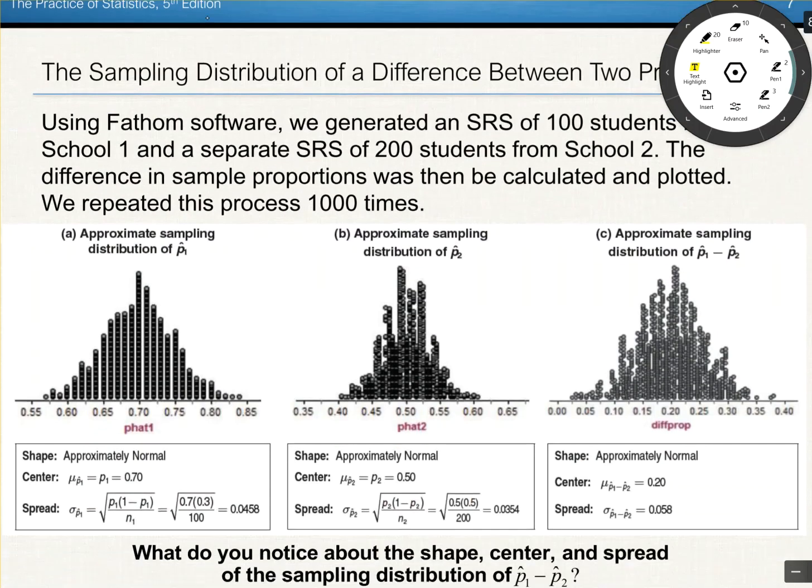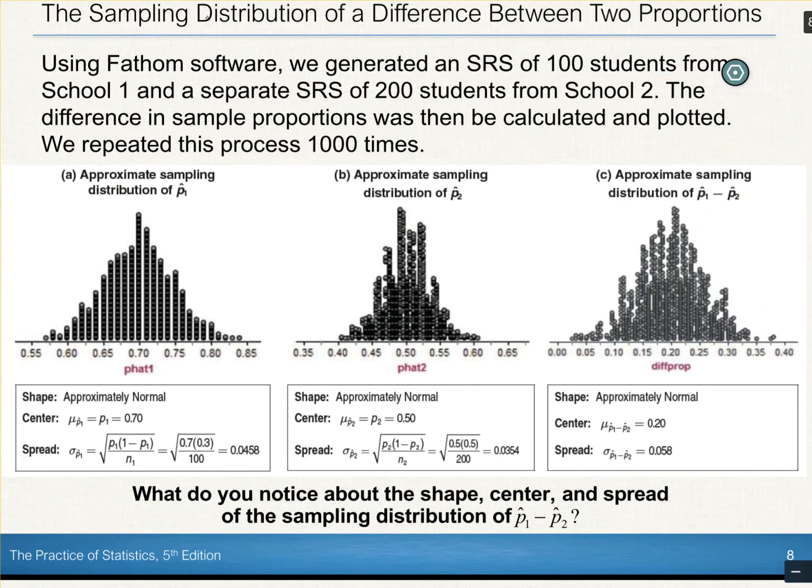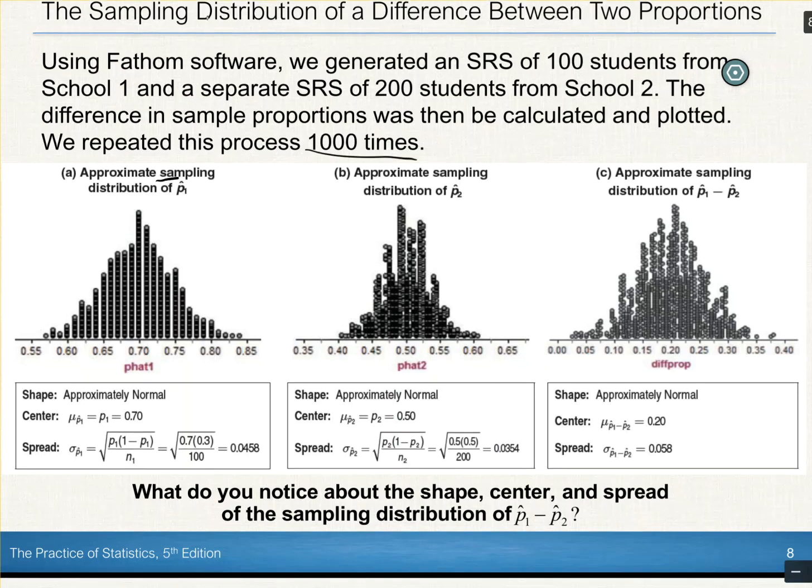Let's take a look using software that comes up with these distributions. So the sampling distribution, remember, we repeated this process 1,000 times. So they took 100 students from school one and then calculated the proportion in that sample and did that 1,000 times, just to remind you what the sampling distribution means.